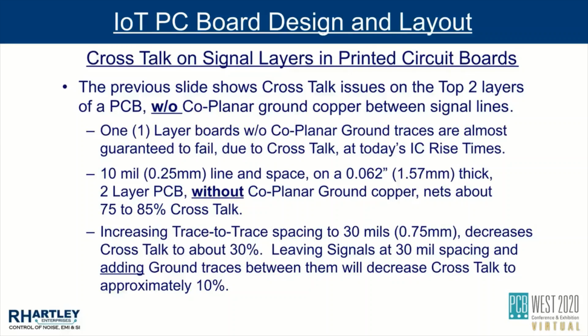On two-layer boards that have to be thick, route everything as coplanar with a coplanar ground, so signal, ground, signal, ground, signal, ground, signal, ground, and so on, and have a ground plane on layer 2. If you do that, you can minimize crosstalk to levels that will work for you.